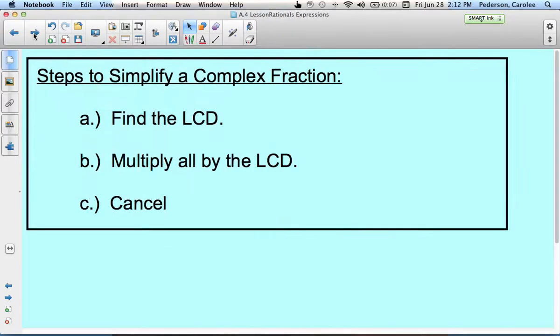Here are some steps for you. You don't need to write them down. My recommendation is two different ways to do it, which they talk about in the textbook. I think the best way is just to find out what the least common denominator is, multiply all terms by the LCD, and then start canceling. It'll clean up some things for you.